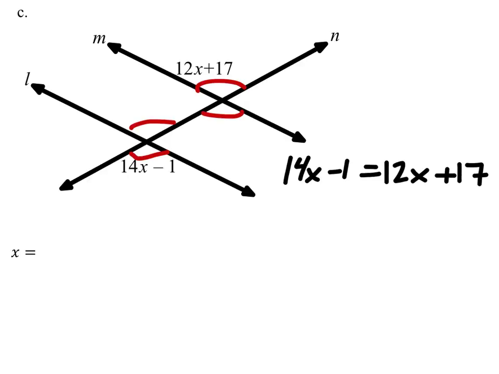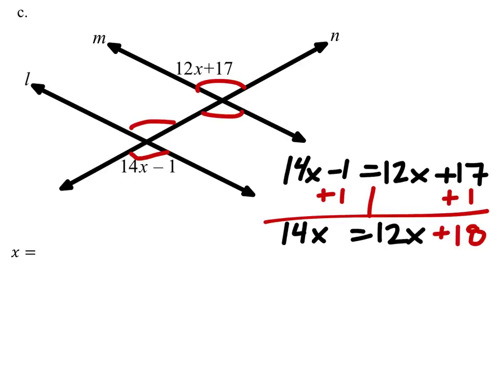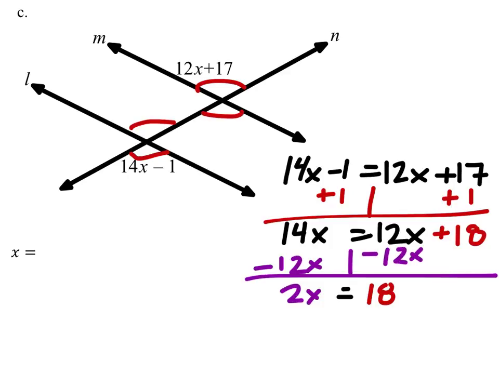And from here, we would just solve this equation. So I add 1 to both sides. And then I would subtract 12x from both sides. And then finally divide both sides by 2. And I get x is 9. Now that just tells us the value of x. It does not help us, or it does help us to determine the angles, which we do not have yet.